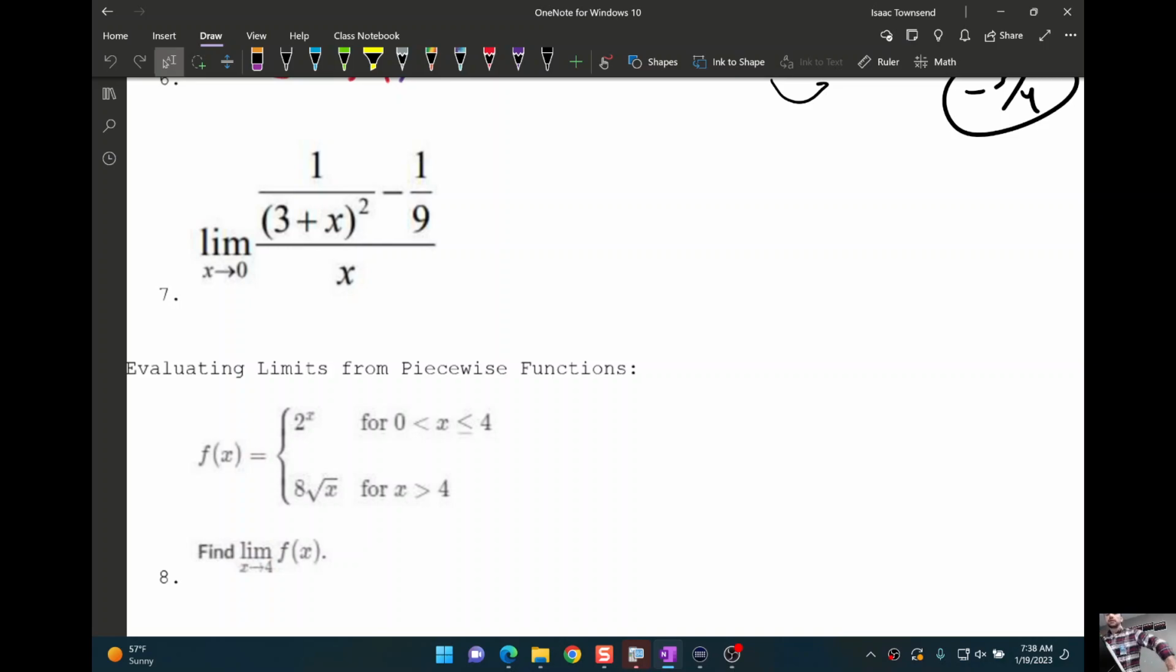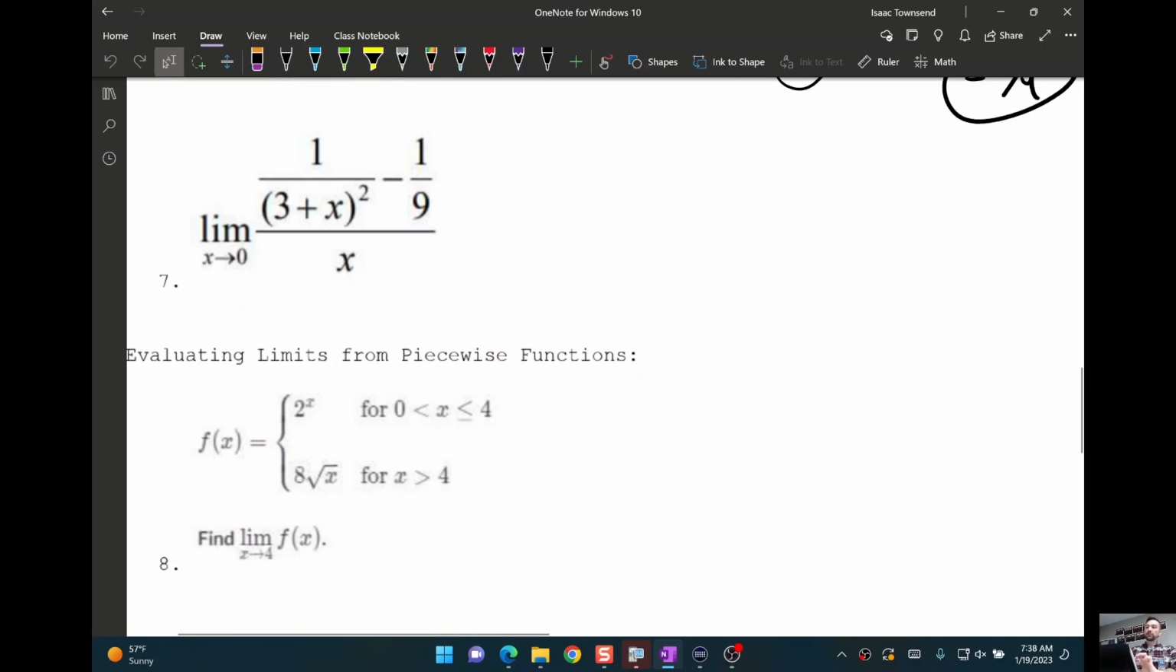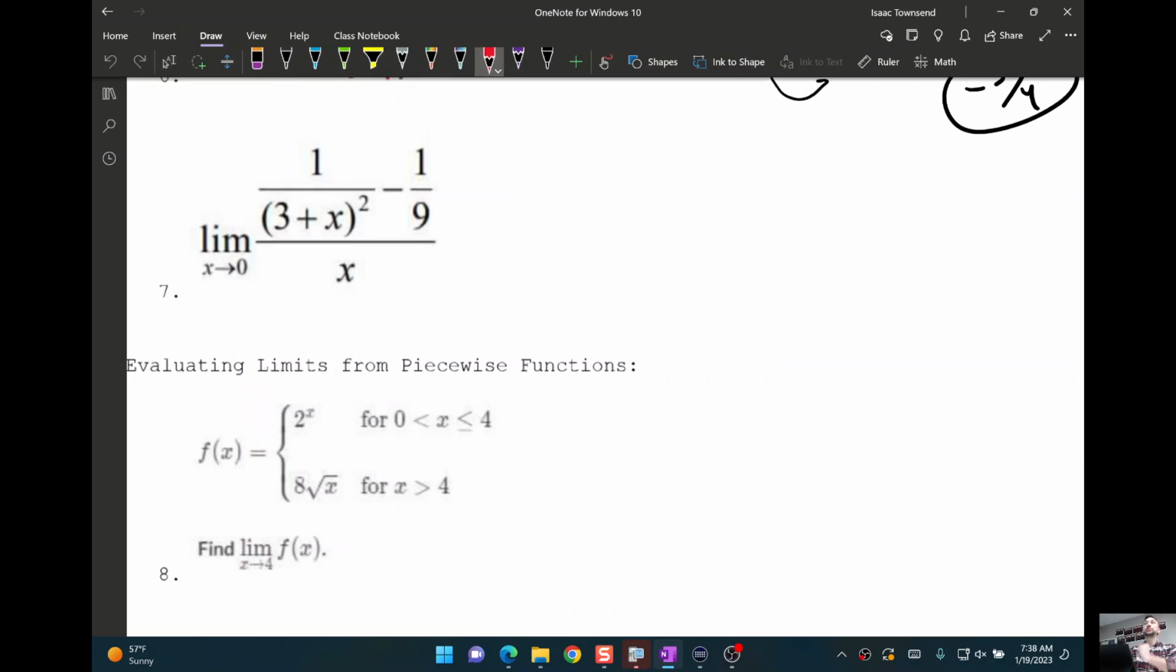Okay, let's see what happened in 7 and see if it looks like this one might be a harder question to finish at the end. But again, what is unique about this question is the smaller fractions within a bigger fraction. You should have multiplied everything by 9 to get rid of one of the smaller denominators, and multiplied everything by 3 plus x squared to get rid of the other smaller denominator.